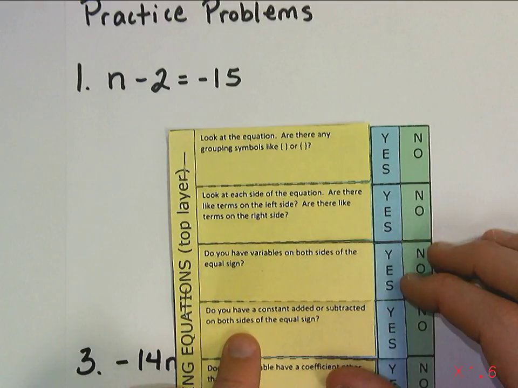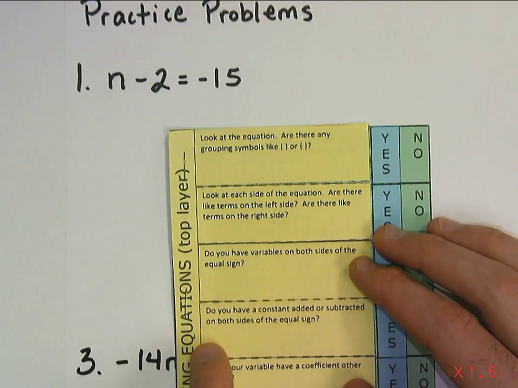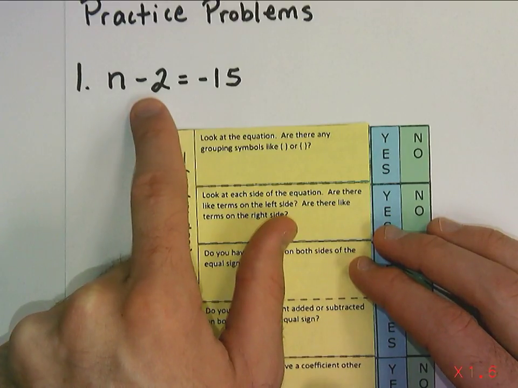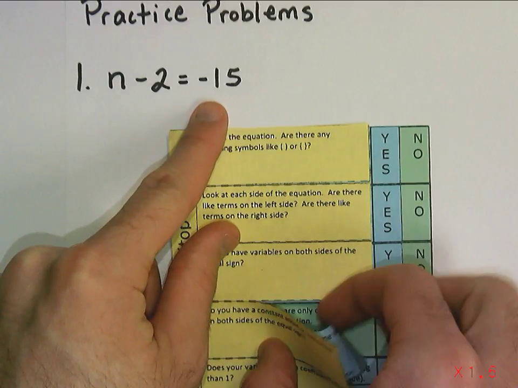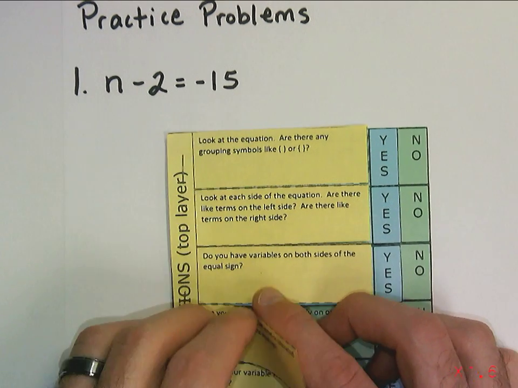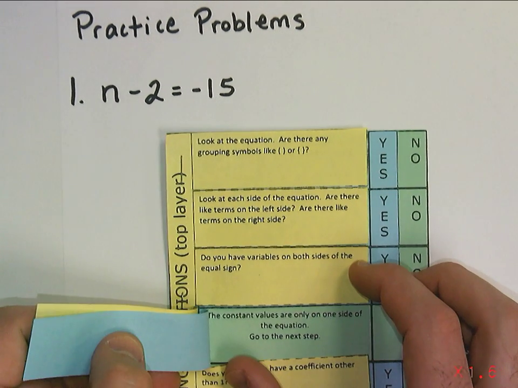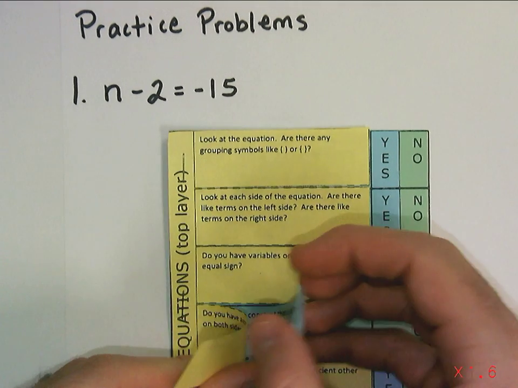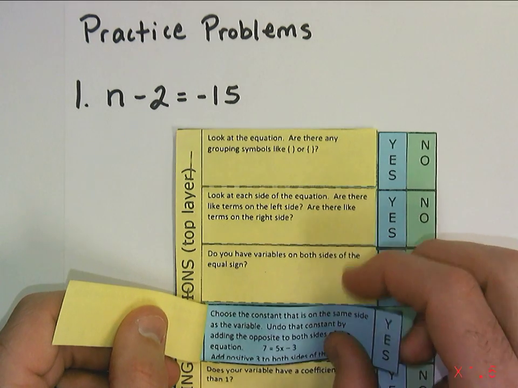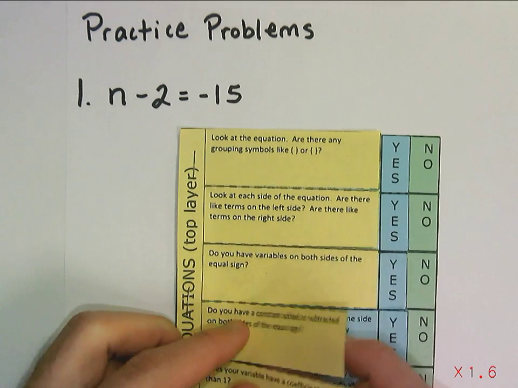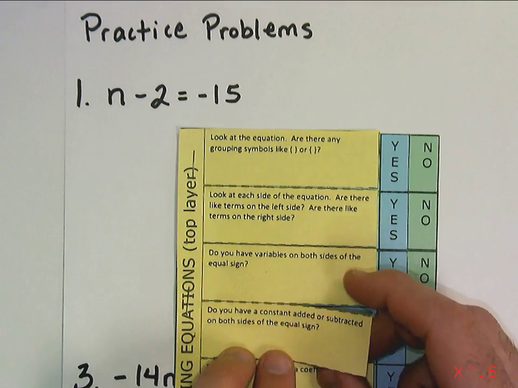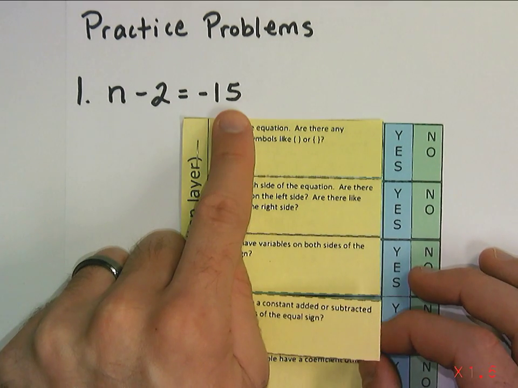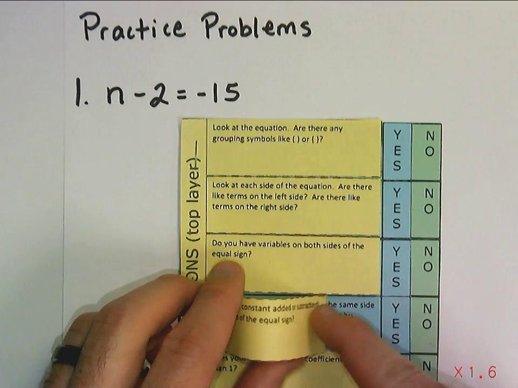Here it says, do you have a constant added or subtracted on both sides of the equal sign? Well, no, I only have it subtracted on the left-hand side, and negative 15 just stands on its own. So let's go ahead and flip this open. It says the constant values are only on one side of the equation. Go to the next step. Actually, I'm sorry. We do have constants on both sides of the equation. So we're going to go backwards here. I have a negative 2 and a negative 15. Those are constants. So I'd answer this one as yes.